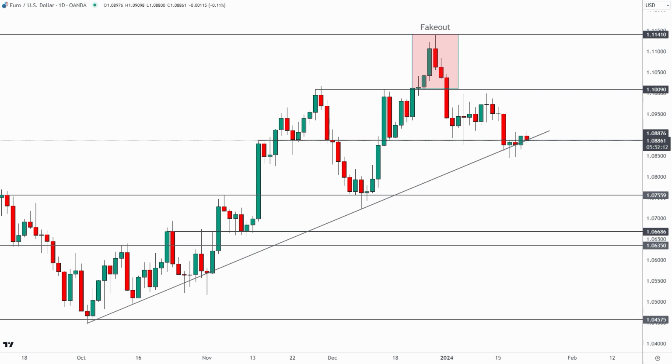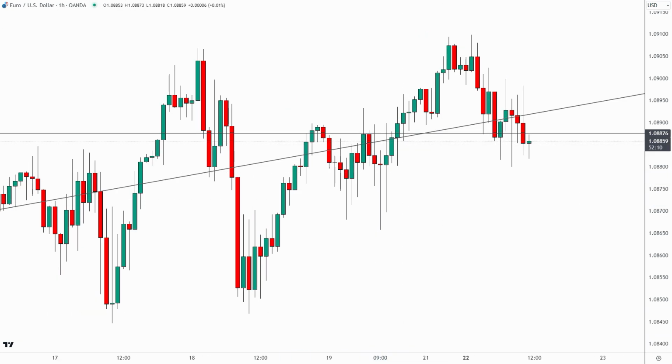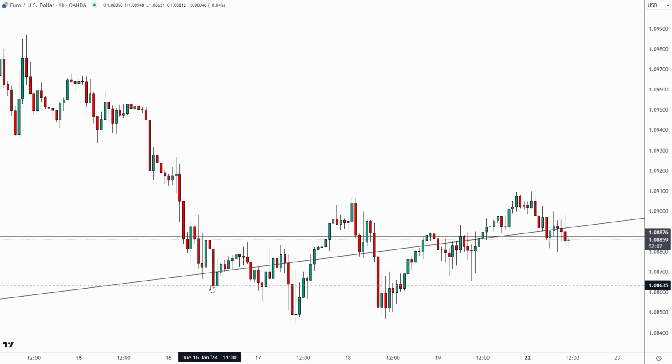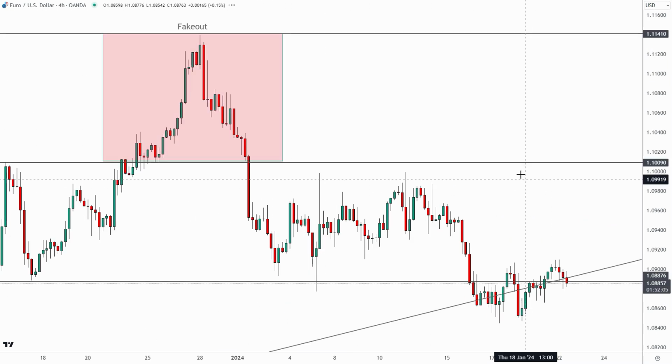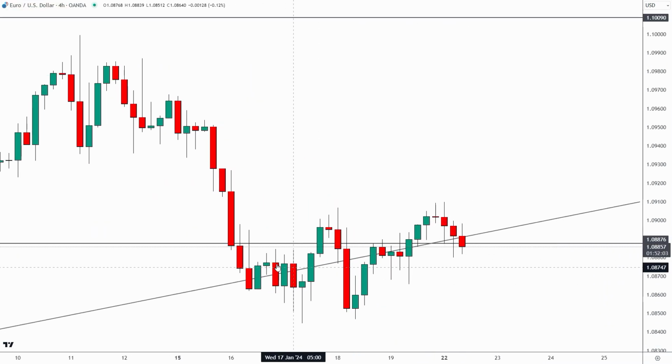If you go down to something like the 1 hour, you can see where the market was all over the place last week with regard to that trend line. Even if you go to the 4 hour time frame, still same thing. The market was all over the place with regard to that trend line.